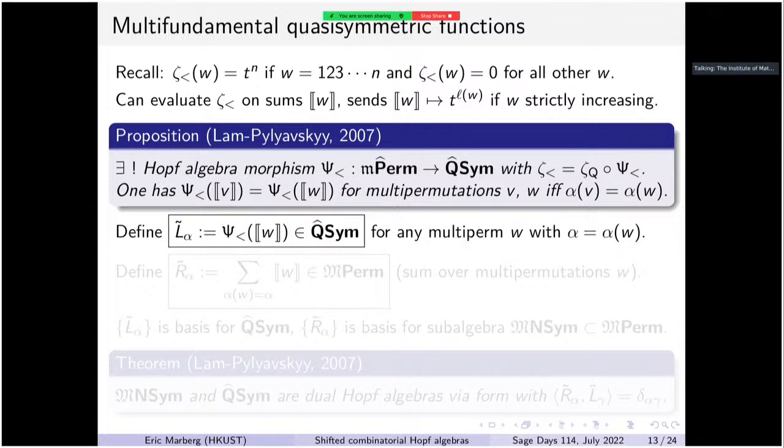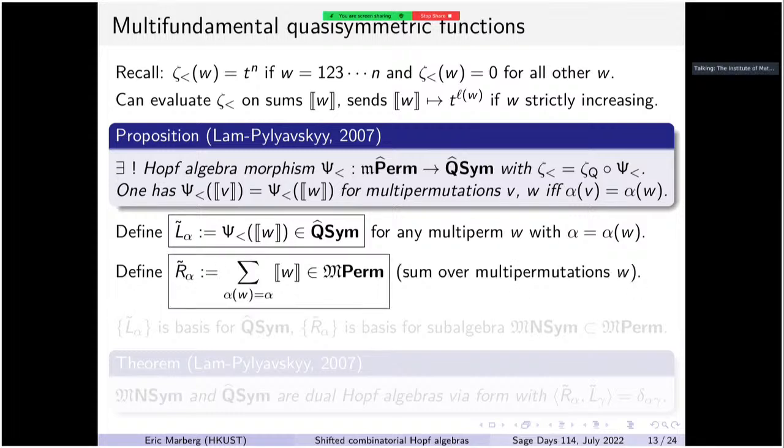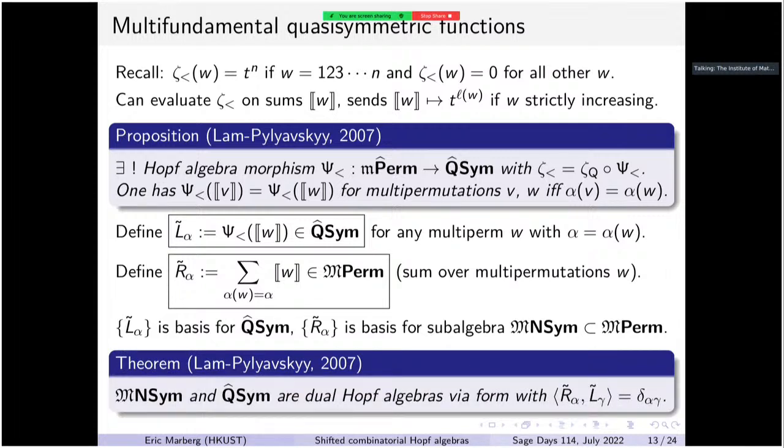So you can define these multi-fundamental quasisymmetric functions as the images of these w's for any multi-permutation. And then we can also take the sum in this quotient of all multi-permutations whose associated composition is alpha. And then this is another basis for QSym. And this is a basis for another subalgebra of this multi-permutations. And these are, again, dual Hopf algebras via this form that makes these two basis elements dual to each other.